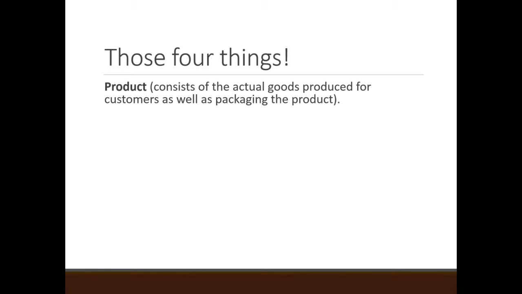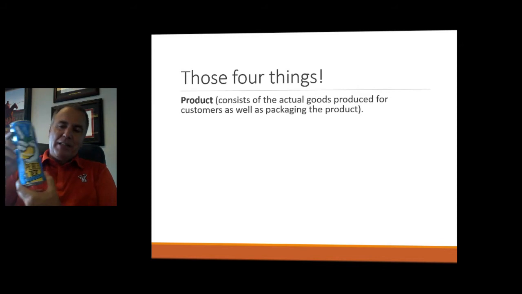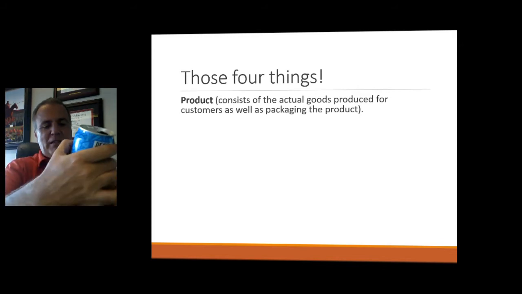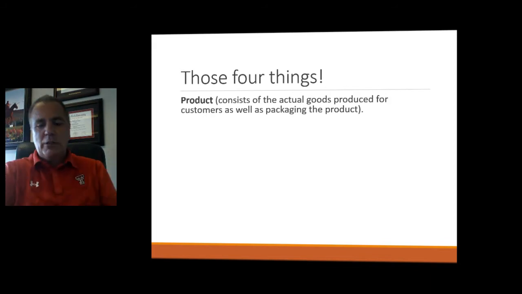Those 4 things: product is the actual good produced for customers, as well as packaging the product. Again, we think of it a little differently. Texas Tech puts a product on the field. We put a football team or a basketball team or a baseball team on the field. But then we have a product that's a ticket, the actual ticket that you have in your hand. That's the product, whatever it is. You're selling Reese's peanut butter cups, the actual peanut butter cups, and those great orange things that they have. Here, look, I love this Peace Tea. That's the product. There's the packaging. I drink this all the time. Love it. Peace Tea. Not peach tea. It's tea and lemonade, also known as an Arnold Palmer. It's the product.